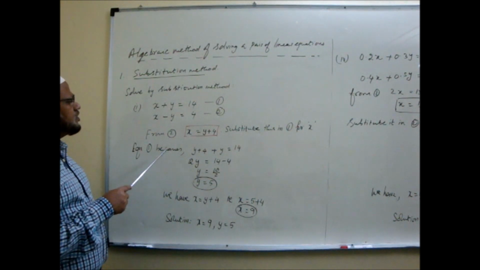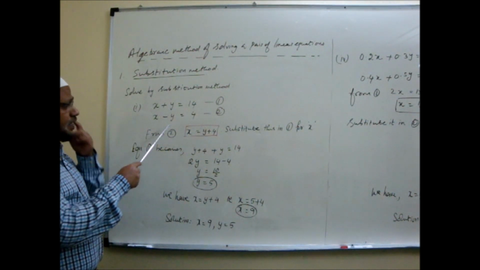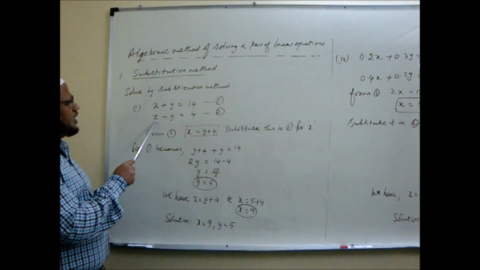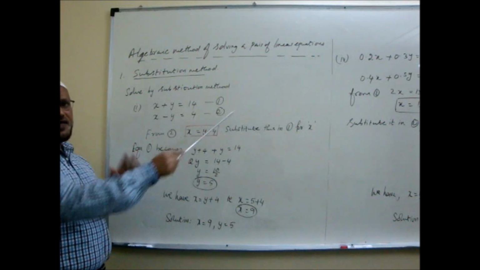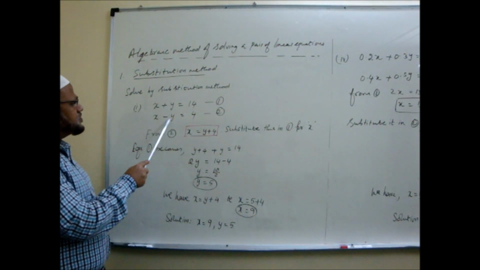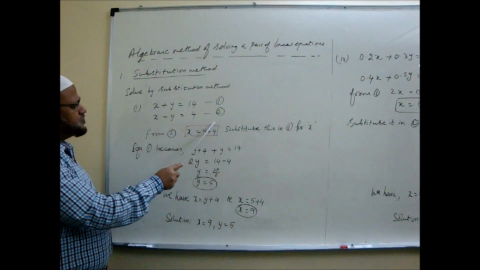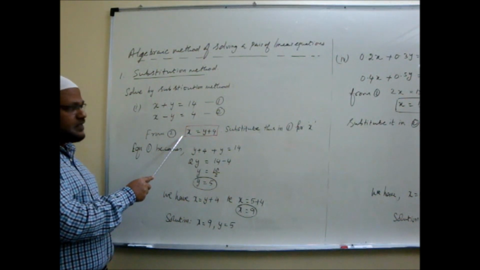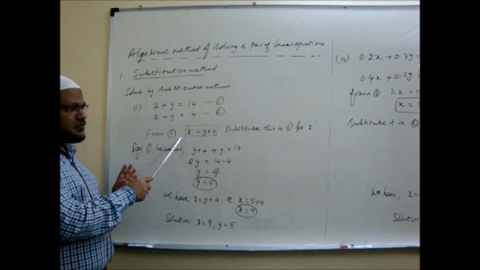I have taken the second equation here. This is easier for me. So here I write x in terms of y. So x is, transposing this y here, x is equal to y plus 4. I get x is equal to y plus 4. Okay. This is the first step we have to do.